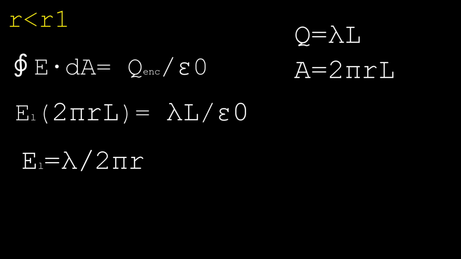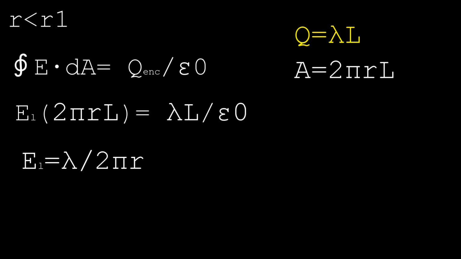So first, when r is less than r1. We know that Gauss's law is the integral of E dot dA equals Q enclosed over epsilon naught, which is a constant. We were told from the problem that the charge of the line was positive lambda. So to find the Q, we need to use the equation lambda L, which is the charge density of a line of charge. So we'll plug that in for Q.